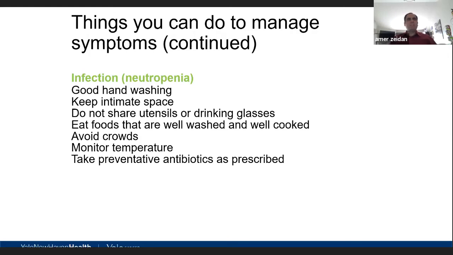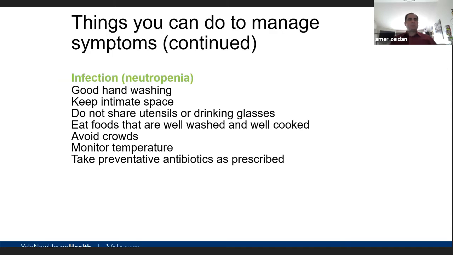The same thing for infection because of the low neutrophils. Good hand washing. During the COVID pandemic, many of us continue to wear masks, and I would encourage most patients with MDS to continue to wear masks, because even if you are vaccinated, your immune response might not be as good as patients who have a healthy immune system. If you have very severe neutropenia, very low counts, try to minimize mixing with crowds and people who might be sick.